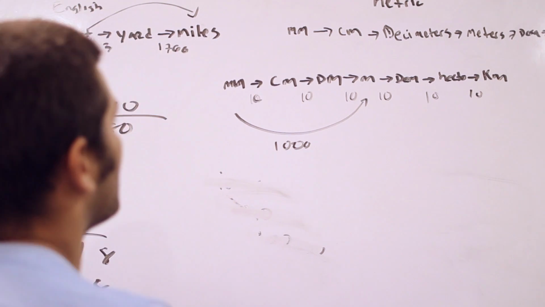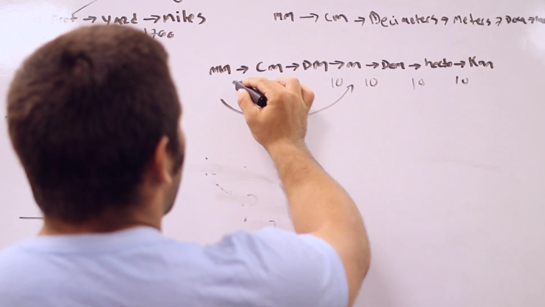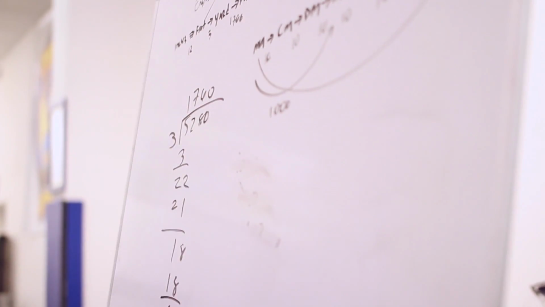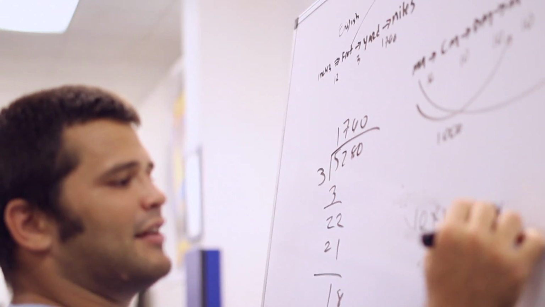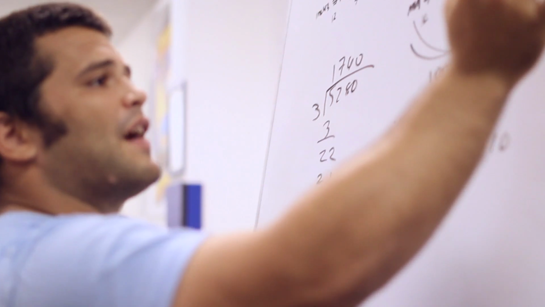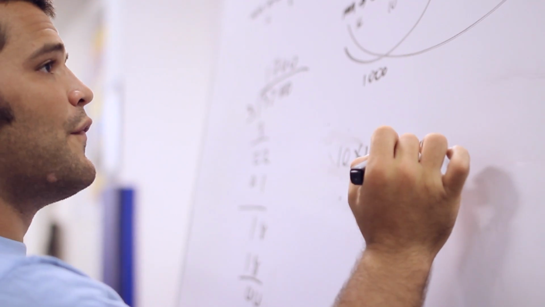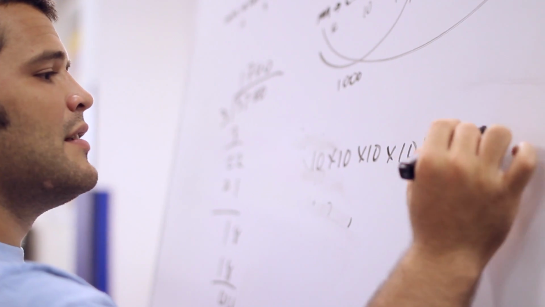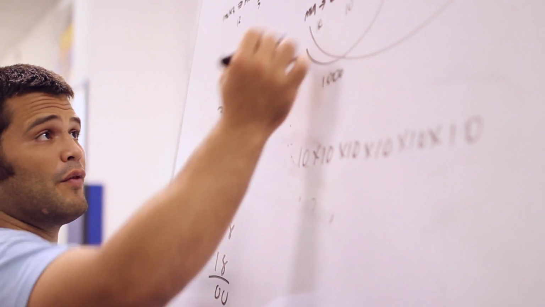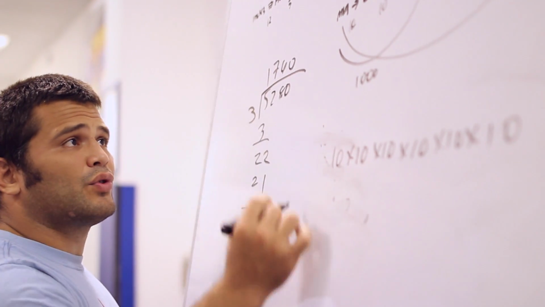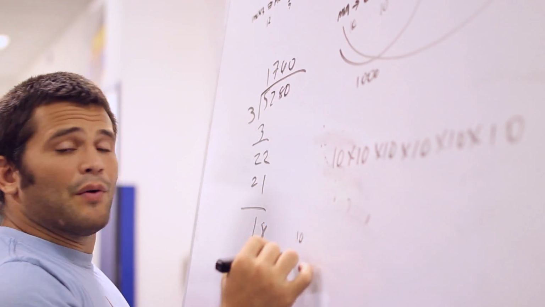Yes? Alright, let's see. How many millimeters in 2 kilometers? 10,000. Let's do it. 10 times 10 times 10 times 10. 1, 2, 3, 4, 5, 6, right? And if we do from here, we say 1 million. What do we do to go from here to here? It takes 10, right? Yes, sir.